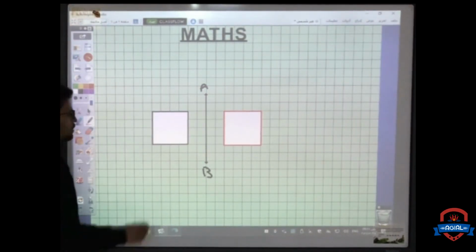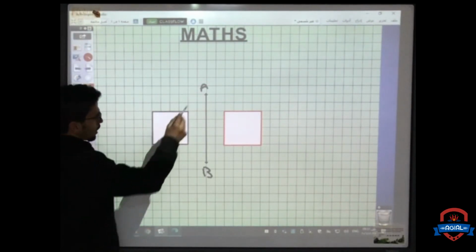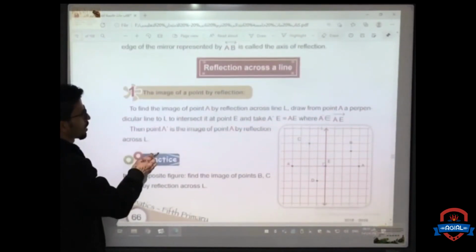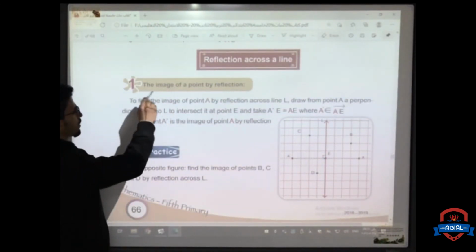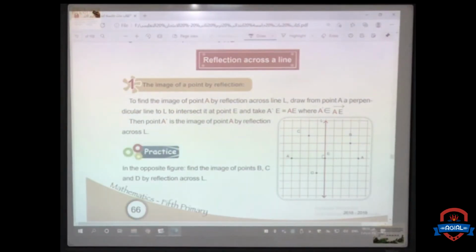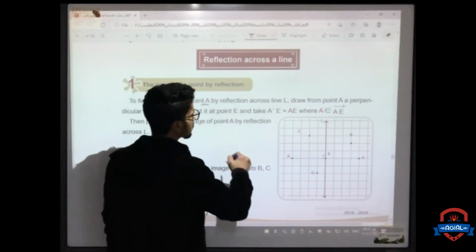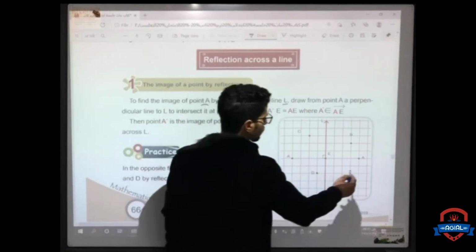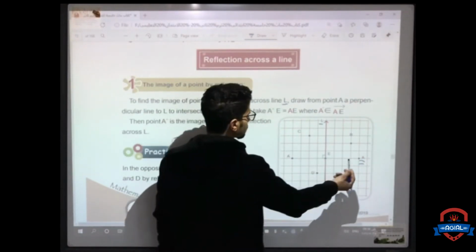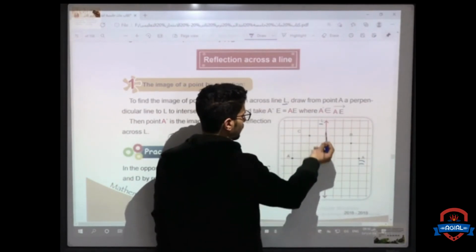So now we know how to make the reflection, and now let's learn how to make the reflection across a straight line. For the reflection across a line, we start with finding the image of a point by reflection. To find the image of point A by reflection across line L, this is the point A and this is the line L, and we need to find the image of the point A by reflection across the line L.